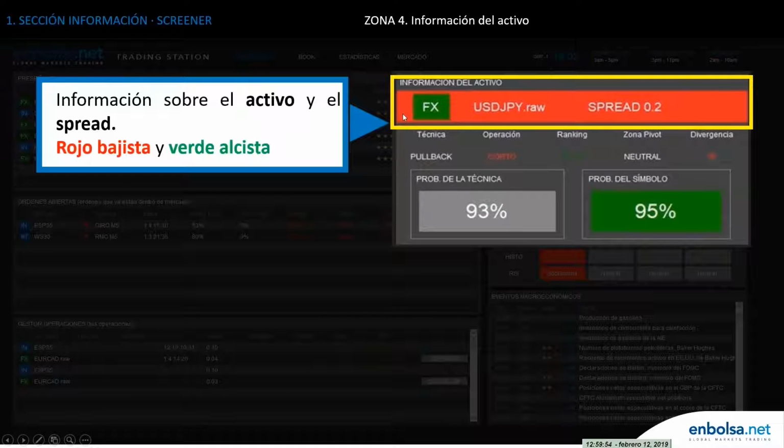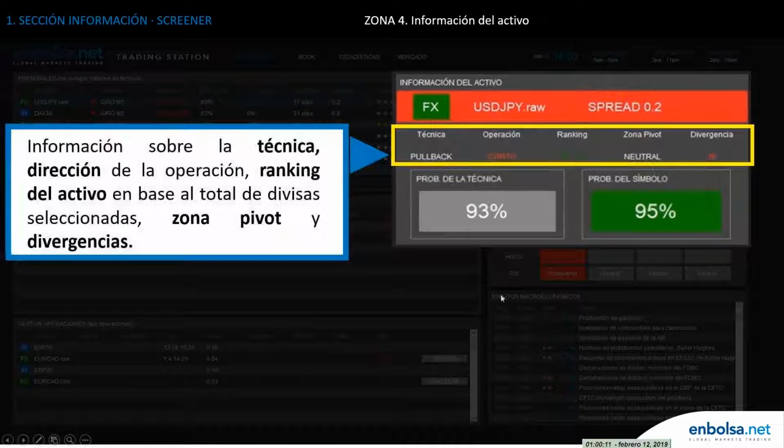The first thing we see on the top part of the window is that it will be red if the instrument is bearish and green if it is a bullish operation. Additionally, we will also see the instrument's name and spread. In the second place, we have a line where we can check information related to the technique we have used to enter, in this case, a pullback or a critical turn. We see that the operation is a short one, and we can also see it in the text color as well as its position in the ranking.